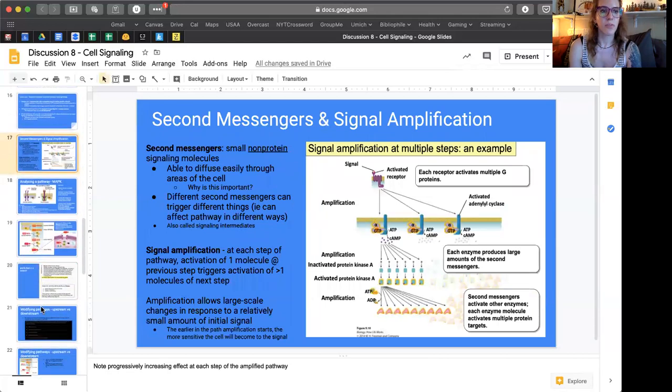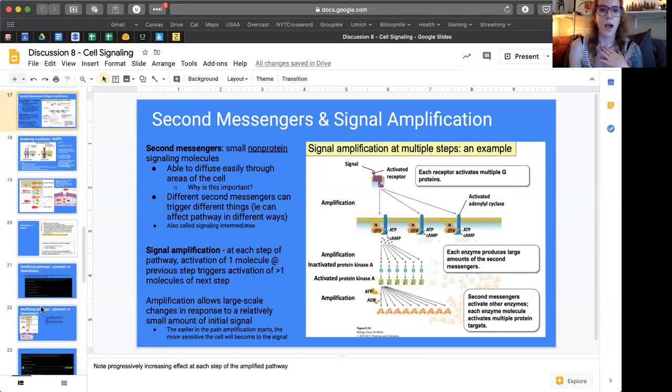Okay, so now moving on to the rest of the pathway. Second messengers are hugely important when talking about signal transduction and cell signaling in general. Second messengers are essentially any small non-protein signaling molecule. Like the term signal, it can be nebulous because it can be referring to a wide variety of things. But the key thing to remember here is that it's a non-protein. And generally they're able to diffuse easily through the cell. And they can trigger a wide variety of things depending on what second messenger you're talking about.